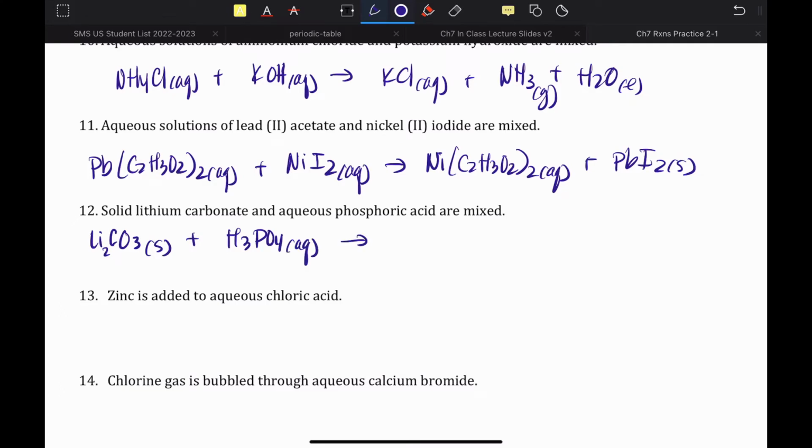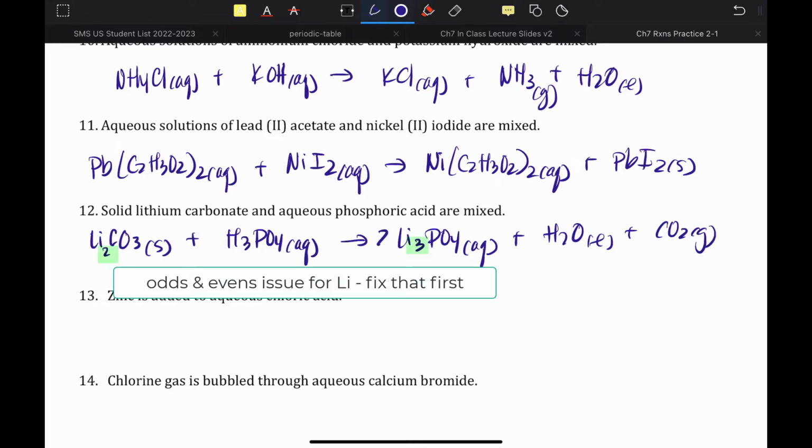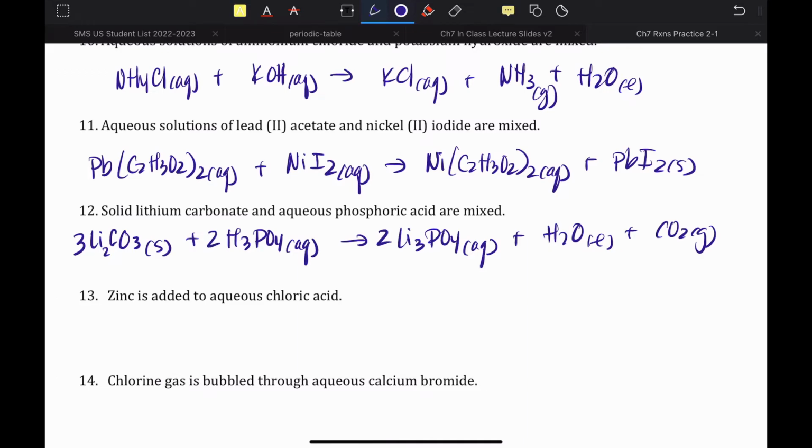First, we'd switch the cations, right, and we'd get our lithium phosphate. Lithium is group 1, so it's definitely soluble. And then we would come up with our H2O and CO2 again as the result of carbonic acid breaking down. And then the only trick would be to make sure we balance it correctly. Fixing the odds and evens problem first is easiest in terms of how to balance that.